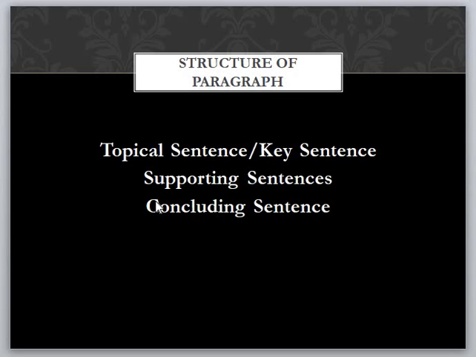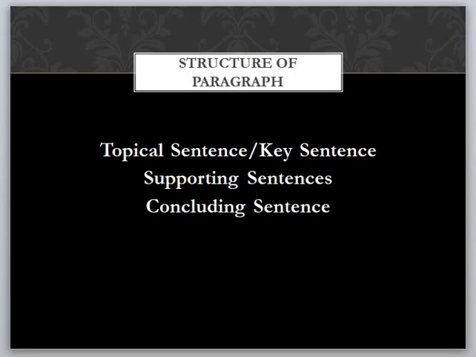Here you will keep it in your mind: the unity of idea means all these points must contain unity of idea. There must be coherence, there must be a logical sequence, there must be a variety of vocabulary and a variety of sentence structure. Keeping in mind all these points, you can write an impressive, or we can say an effective, paragraph.